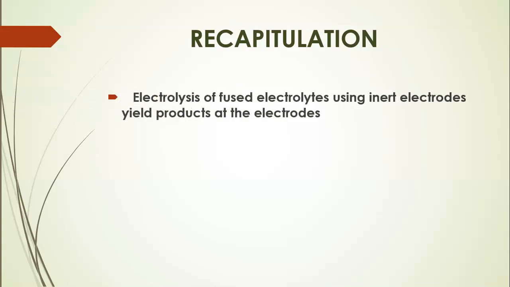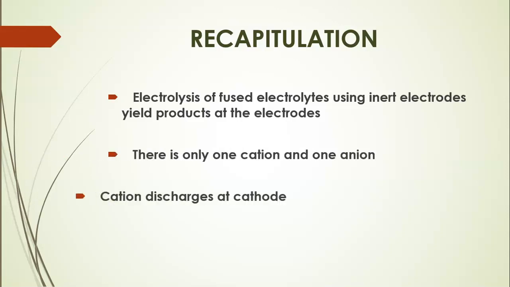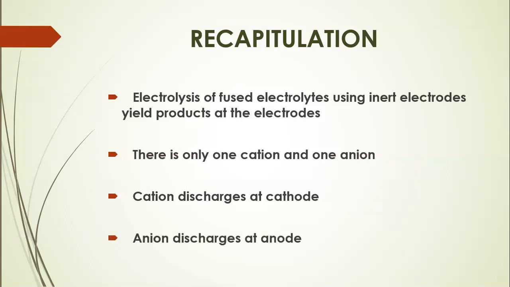Let us revise some facts about electrolysis. Electrolysis of fused electrolytes using inert electrodes yield products at the electrodes. There is only one cation and one anion. Cation discharge at cathode while the anions discharge at the anode.